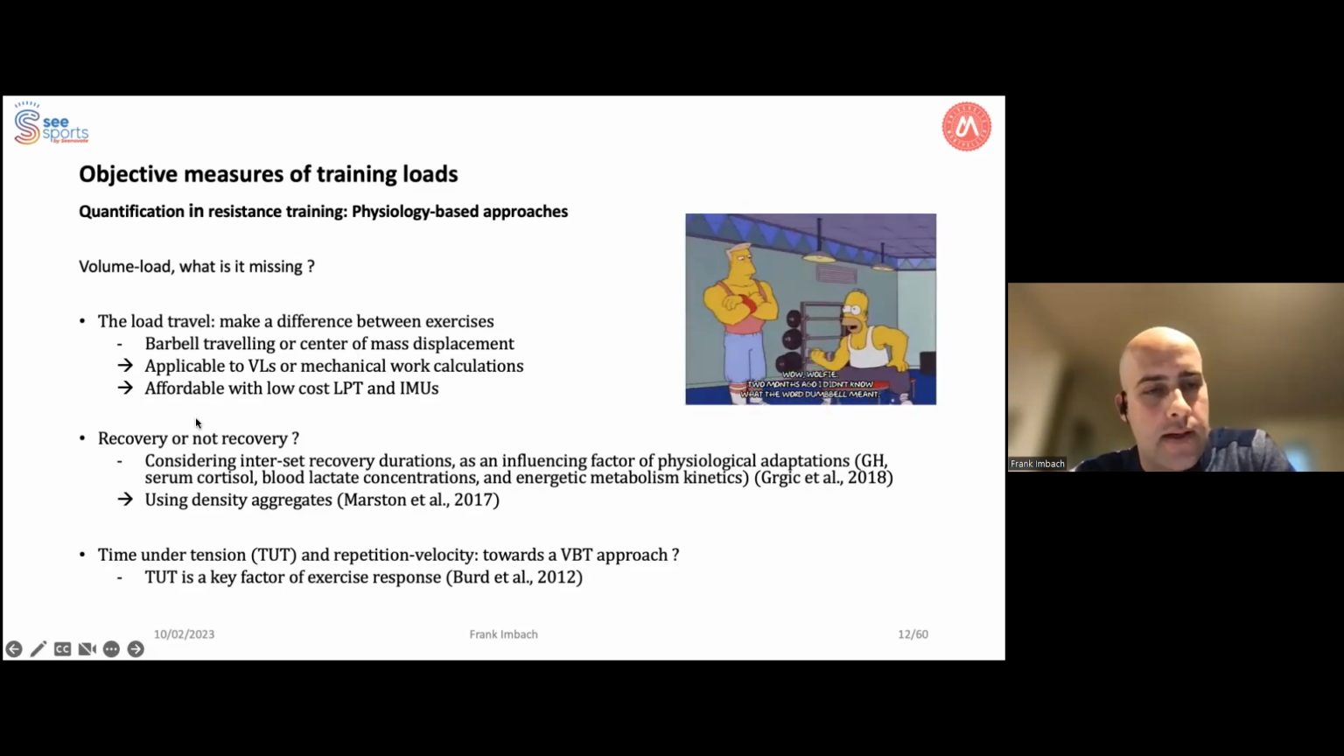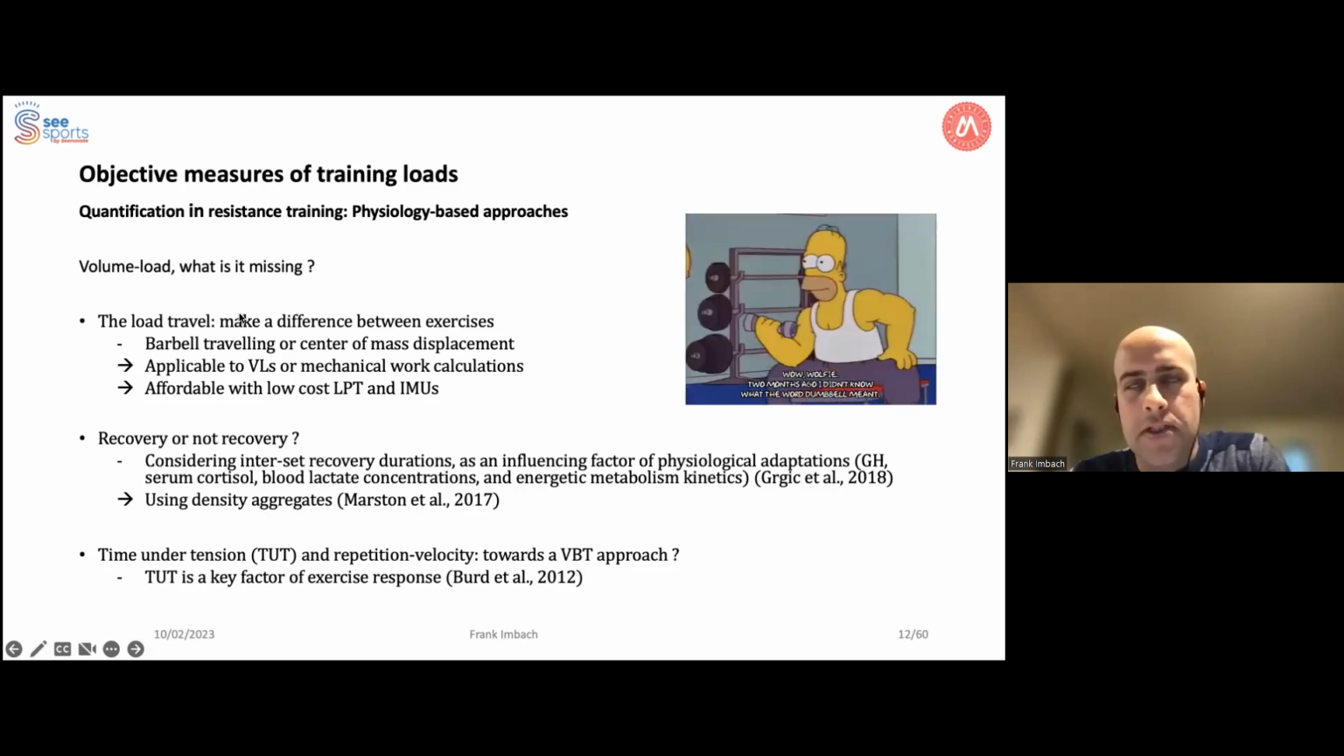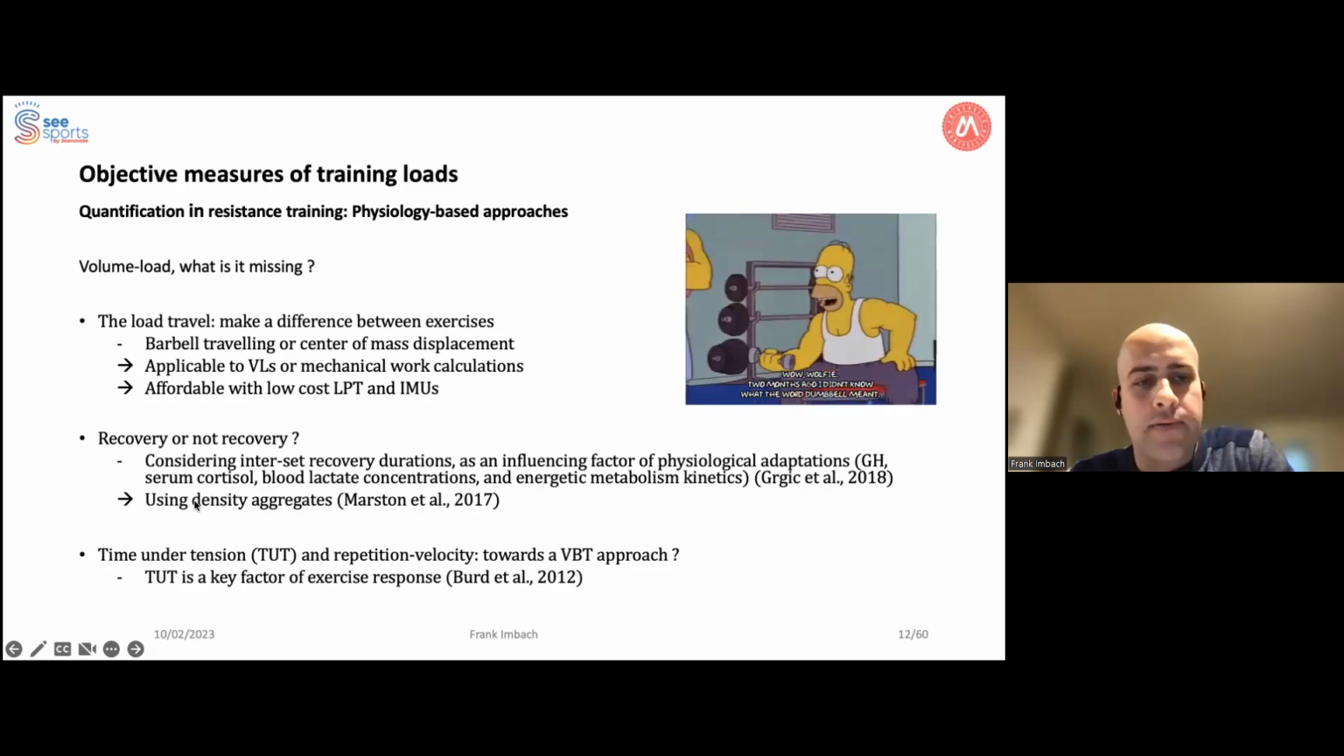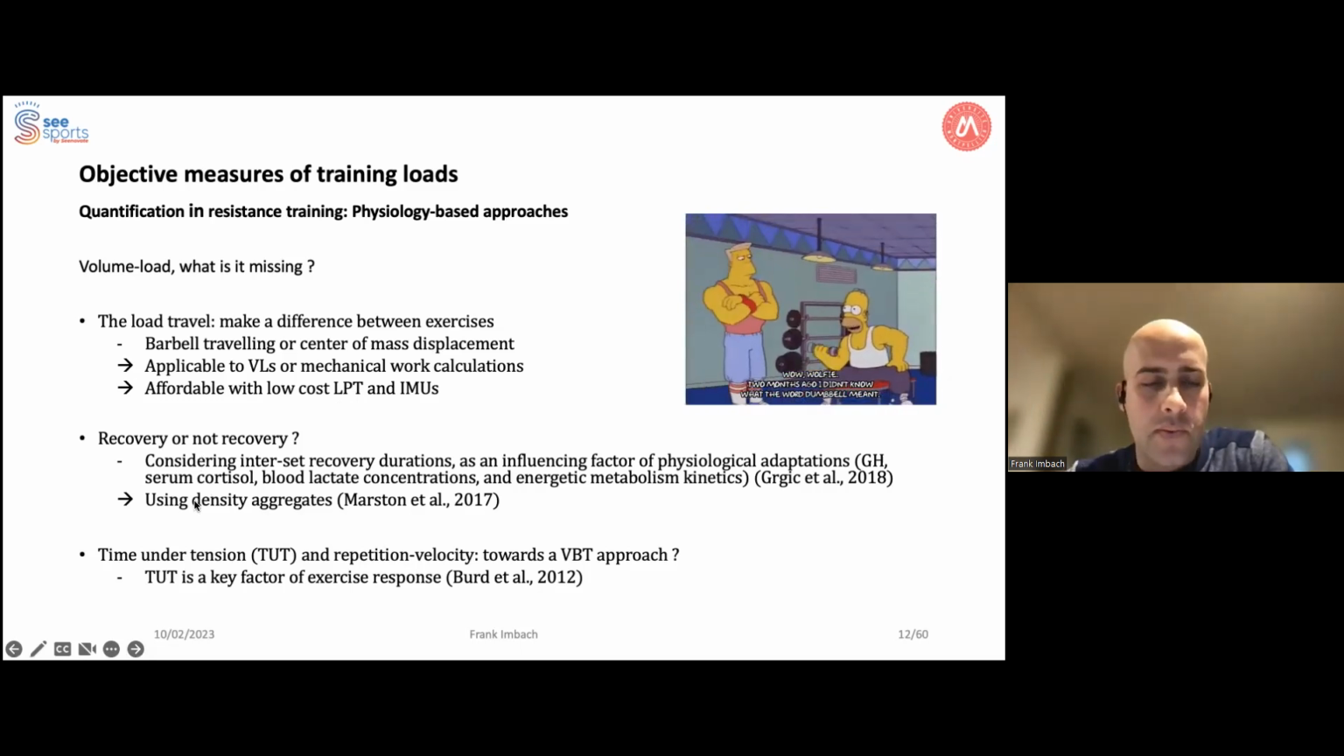And the last one, I would say, is the time adaptation, which is clearly not included in the traditional volume load, or repetition velocity. Today, VBT, velocity-based training, is a big part of training, and time adaptation is a key factor of exercise response, so we should consider it when estimating training loads in resistance training.